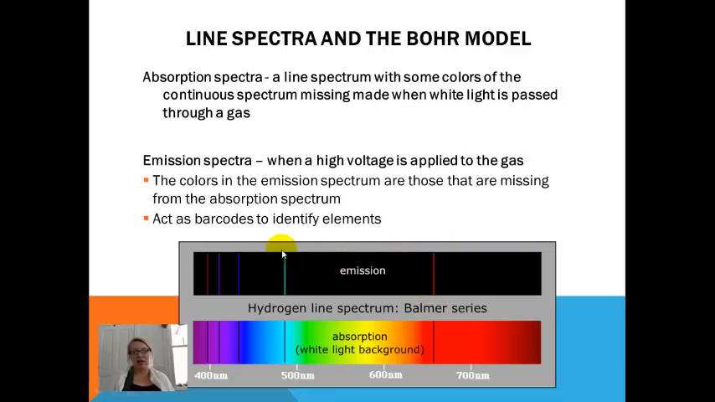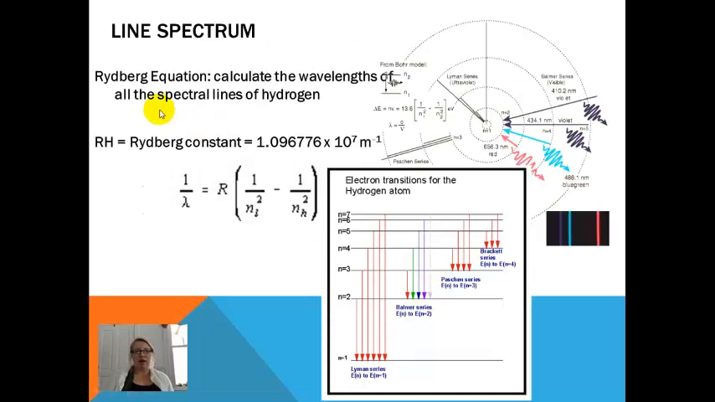And you can see here that this is the emission spectrum of hydrogen, which these lines match up exactly with the absorption spectrum. So whatever they jumped up, they also fall down in terms of quanta. And the Rydberg equation can be used to calculate the wavelengths of those lines that are being emitted.